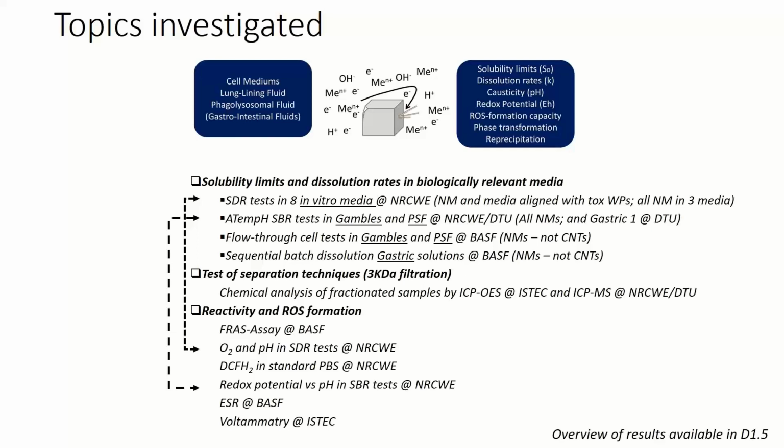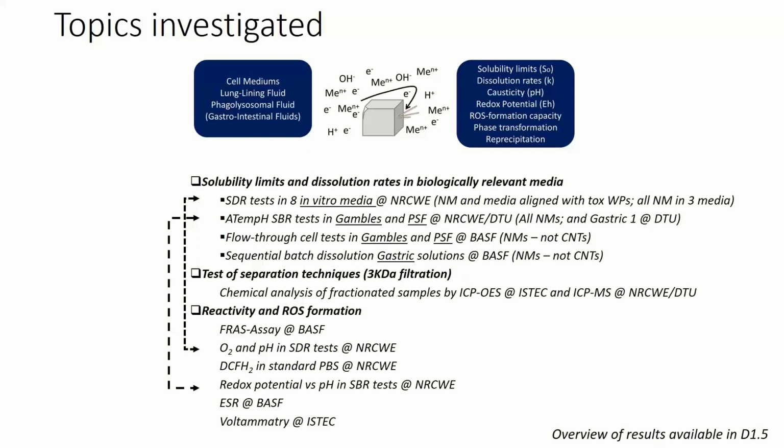Reactivity was studied using different methods. Here we used the SensorDish Reader together with the dissolution studies to determine the variation in oxygen concentration as a proxy for redox behavior and pH in the SensorDish Reader plates. And we measured the redox potential at fixed pH in the stirred batch reactor system as an indicator of reactivity in the media. And then we used the FRAS assay to determine the ferric reduction capacity of the particles in serum.